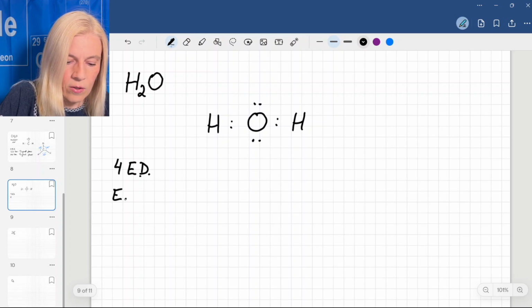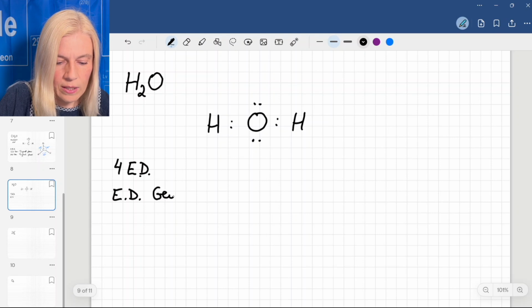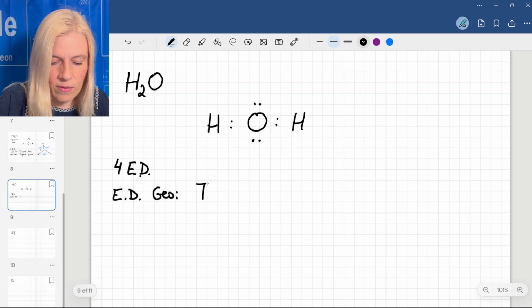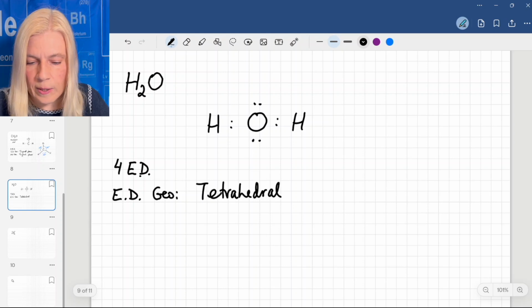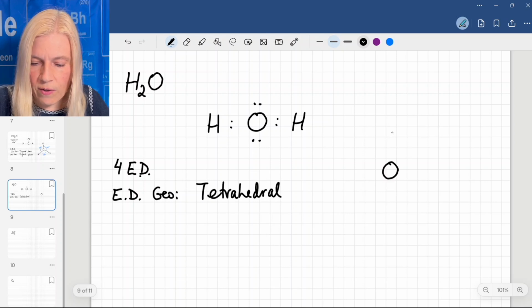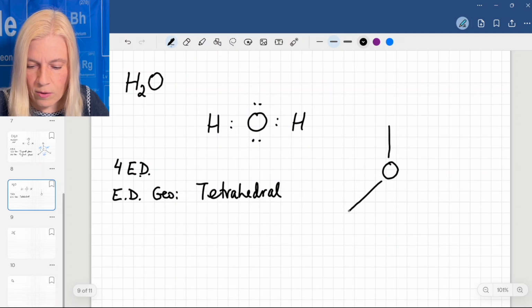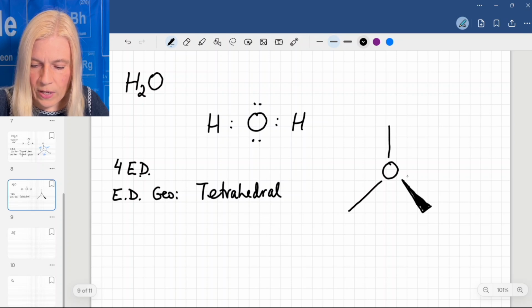So my electron domain geometry for 4 is tetrahedral. Let's draw it. Here is my oxygen, and I'm drawing my 4 electron domains. 1 is going to be sticking out of the paper, coming right at us, and 1 will be behind it, going down, right? And I have to place my lone pairs. So I'm going to stick 1 lone pair on top right there, and I'm going to stick 1 below.